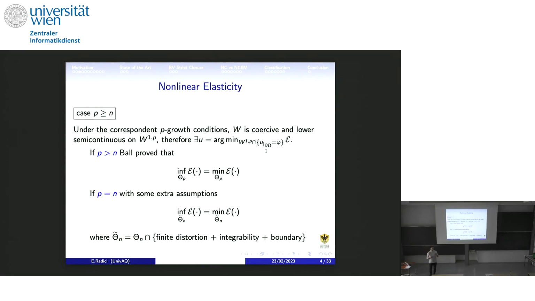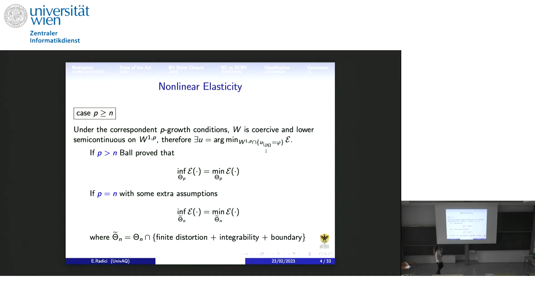When p is equal to n, we heard something also from the previous talk. The answer is partial; there is not a complete view of the p equal to n case, but in some nice situations, with good controls also on the boundary, you have to work with mappings of finite distortion and ask for a lot of integrability on the distortion, and so on.